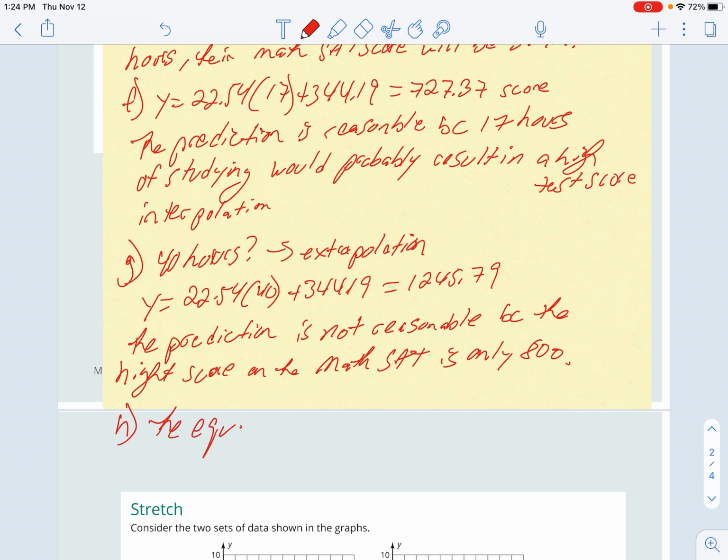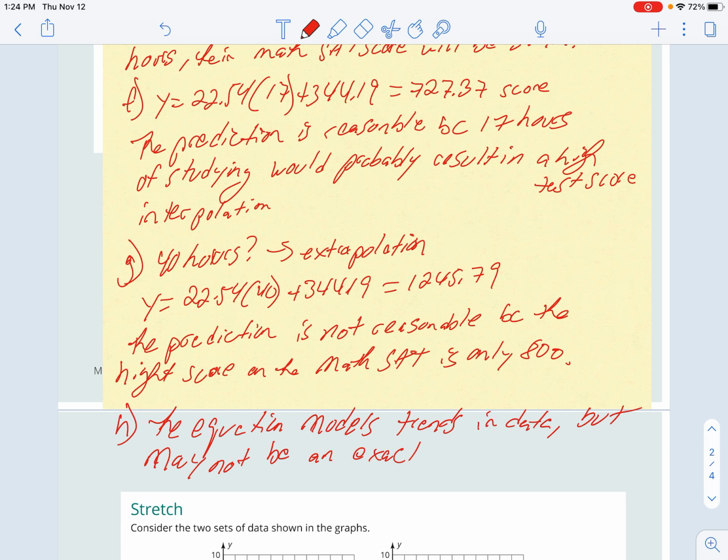The equation models trends in data, but may not be an exact predictor for one specific case. So it's probably on the right track. It's just that you won't get anything that specific. There's a lot of other things that would go into that. Okay.